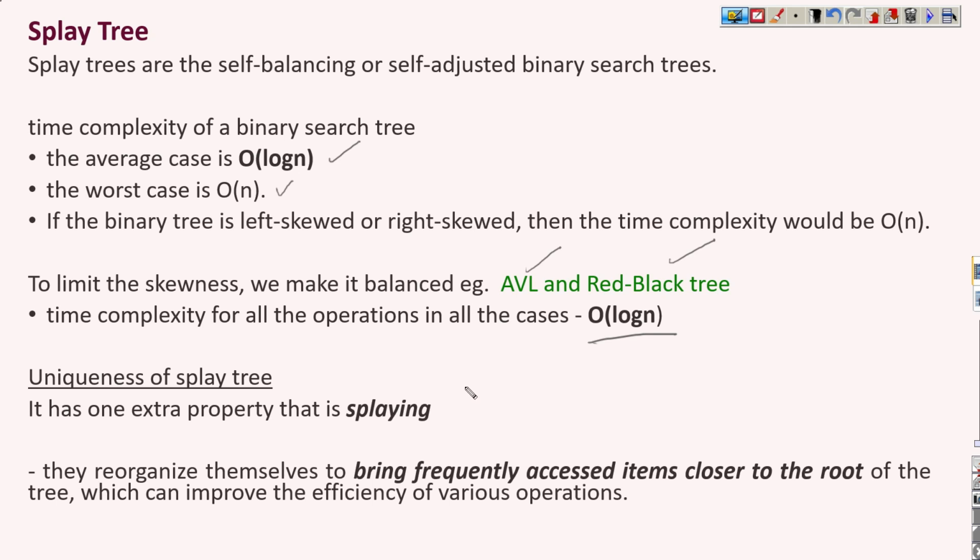So when we access these items, they will be accessed faster, because all the operations that we do on the tree start from the root. So if the elements exist near the root, then they can be searched easily and all the operations can be done in a quicker time.